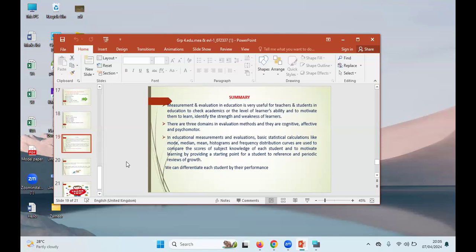Next, I am going to conclude this. For the conclusion, let's see the summary. In our presentation, we talked about the role of measurement and evaluation in education. That means it is very useful for teachers and students to check the academic level and ability of learners, to motivate them to learn, and to identify the strengths and weaknesses of learners. Next, we discussed three main domains in evaluation: cognitive, affective, and psychomotor.